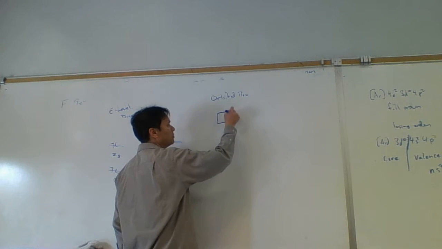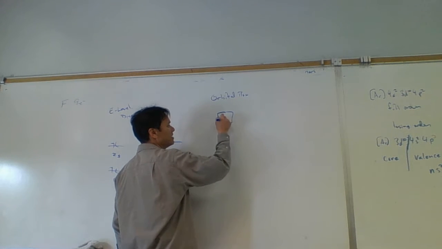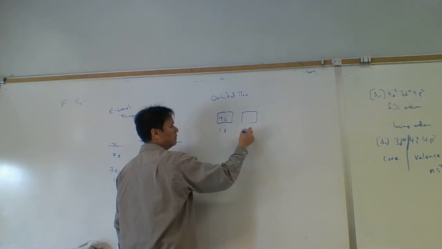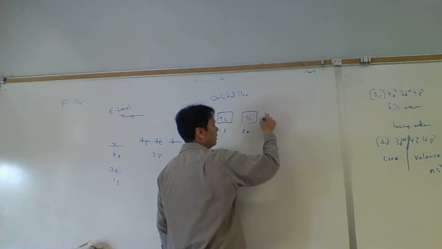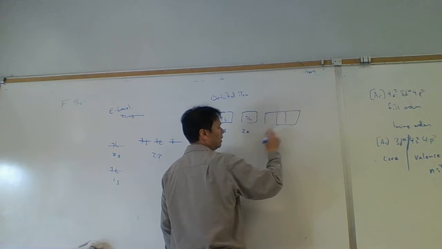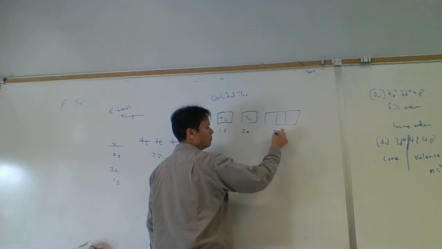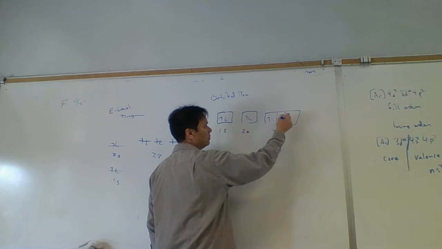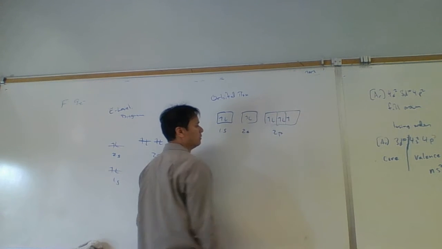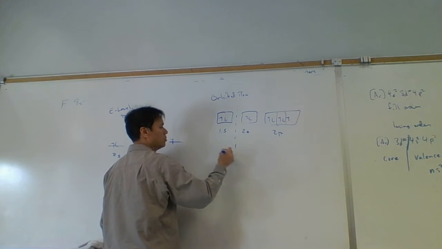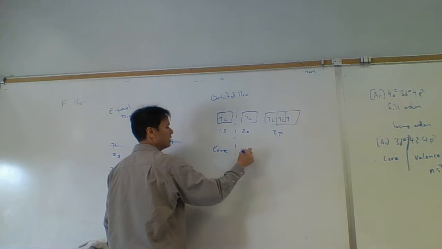I would have a box for 1s, 2 electrons in there, and then the next box would be 2s, 2 electrons, and then a series of 3 boxes that are connected. This would be the 2p, 1, 2, 3, 4, 5 electrons there. And so here we see the core. Here's the valence.